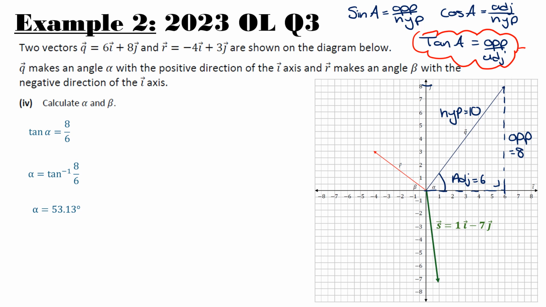Now, the shortcut, or in general terms, what we mean by opposite over adjacent is the j component over the i component.